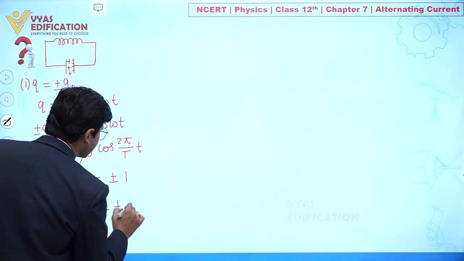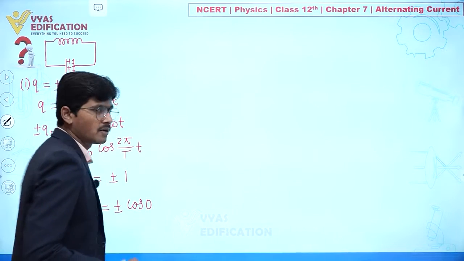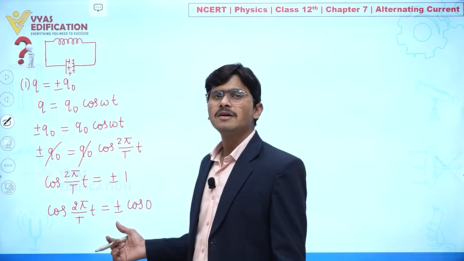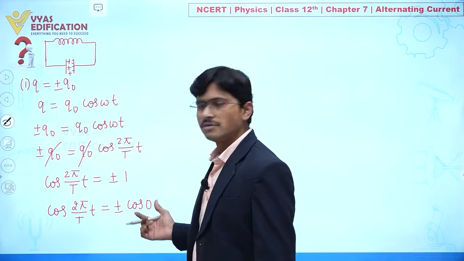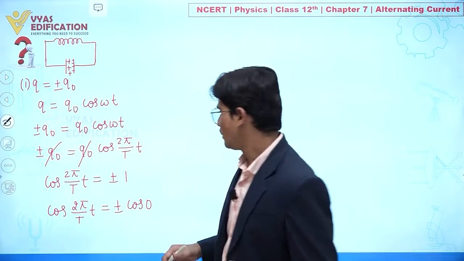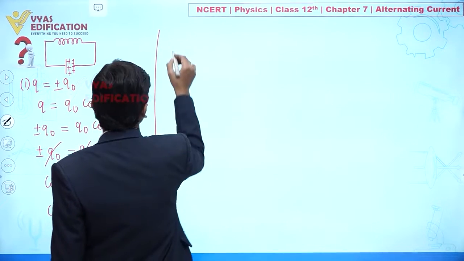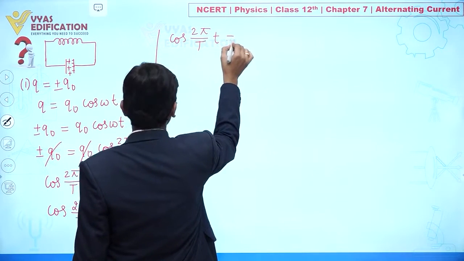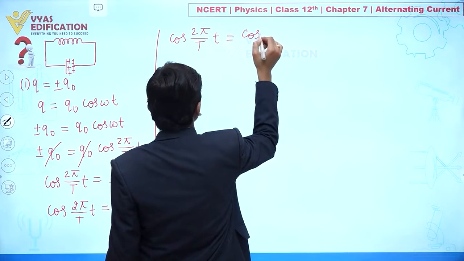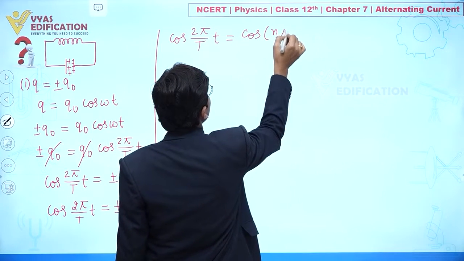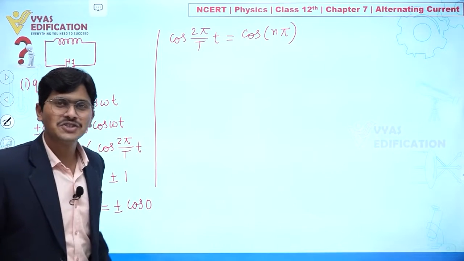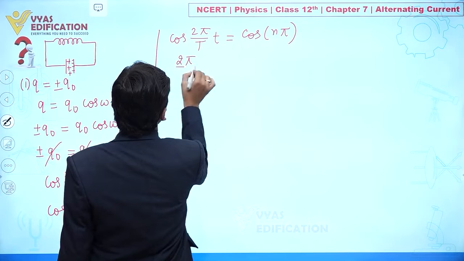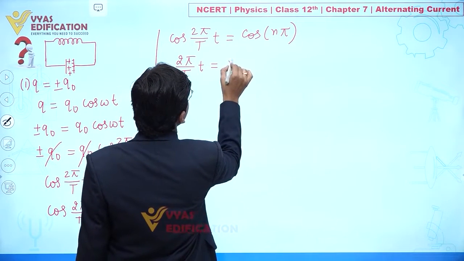Or we can also write cos of 2 pi by T multiply t is equal to plus minus, I can say, cos 0. Clear? Now cos 0, it may be cos pi, yes or no? We can say this is cos 2 pi. Clear? So from here we can write cos of 2 pi by T multiply t should be equal to cos of n pi. Clear? You can place here values of n: 0, 1, 2, 3 and so on. Clear? So from here we can say 2 pi by T multiply t is given by n pi.